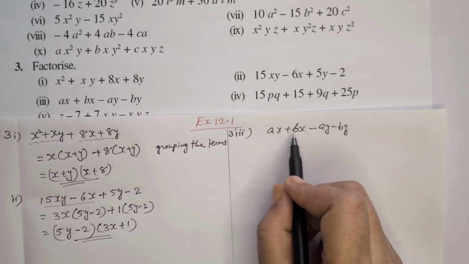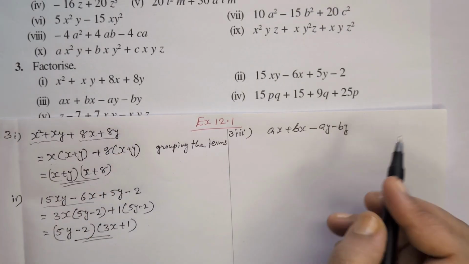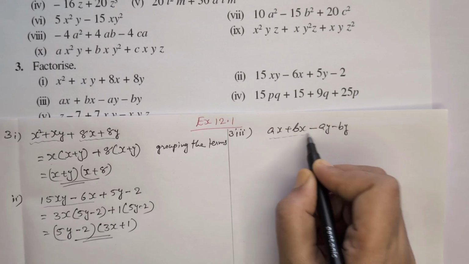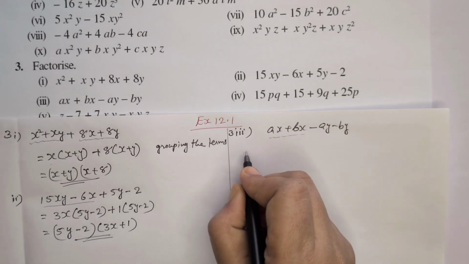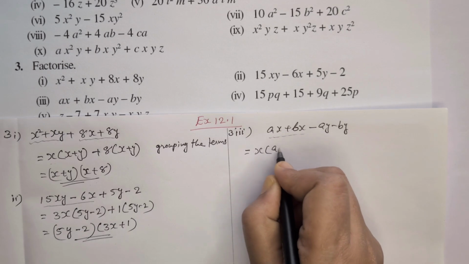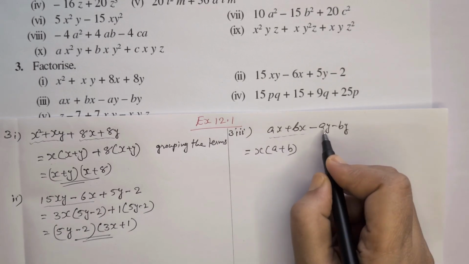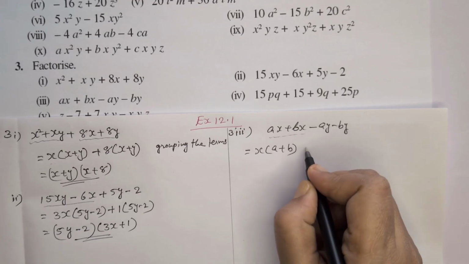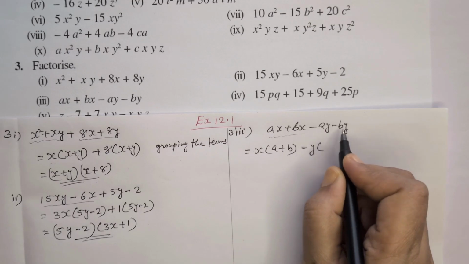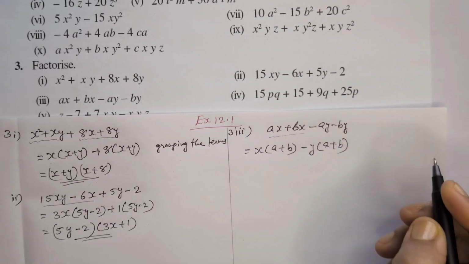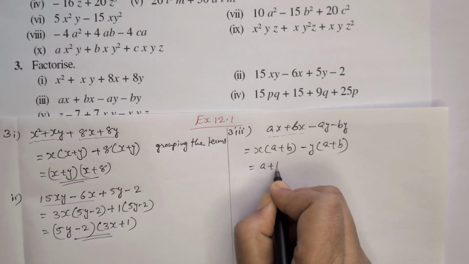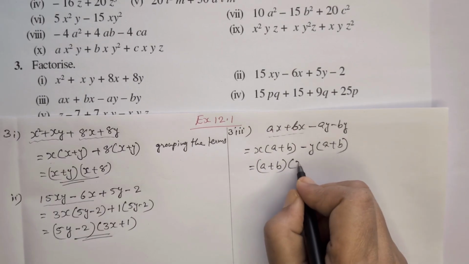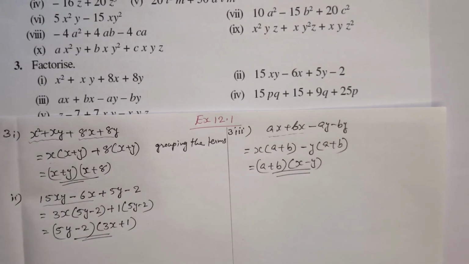Third question, ax plus bx minus ay minus by. By grouping the terms, this is the first group. From that we can take x as common, which is equal to x into a plus b. Here from the second group we can take y as common. If we are taking minus y, both the terms are negative, so if we take minus y out, inside the bracket we will get a plus b. From that a plus b we can take as common, that bracket, then the remaining is x minus y. So a plus b into x minus y is the factorized form of the given expression.